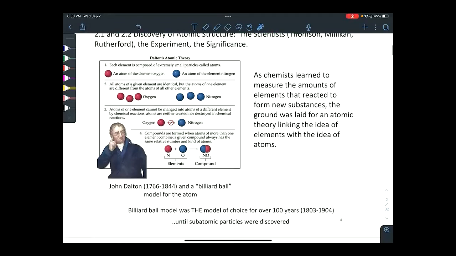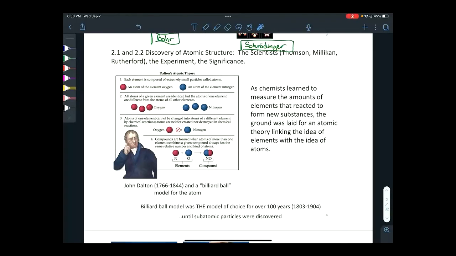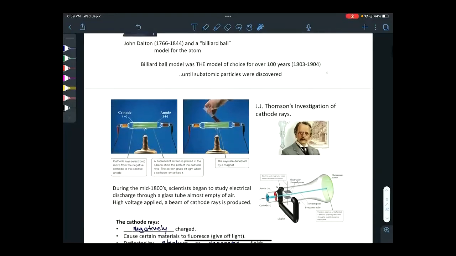But this theory stuck around for a really long time. Folks were scared to basically go against Dalton. His theory was the theory of choice for over 100 years, until they discovered that there's actually something smaller than an atom, and that's a subatomic particle. Sub meaning smaller or beneath, subatomic meaning smaller than an atom. So it took the discovery of subatomic particles to finally dismantle the hold that Dalton had on the scientific community, whose theory reigned supreme for hundreds of years, until subatomic particles come along. So that's where we are now.